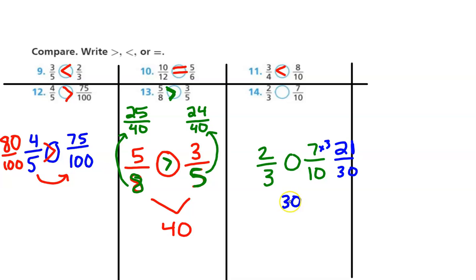All right, well, how did I get from 3 to 30? I times that by 10, which equaled 30. And so then that's the same thing I'm going to do up here to the top. 2 times 10 is 20. Oh gosh, these have all been really close. But you can see that 21 is greater than 20. So my arrow or my mouth will go that way.